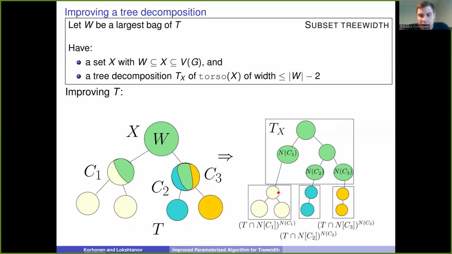So this pulling argument shows that these decompositions that we attach here, even after this surgery, are not worse. But this TX, this decomposition of torso X, is better. And we got rid of this large bag W. Now we have one large bag less. So this is the main intuition of using subset Treewidth for improving tree decompositions. Of course, you have to prove that this pulling argument and things like this work, but in the end it turns out to be working.